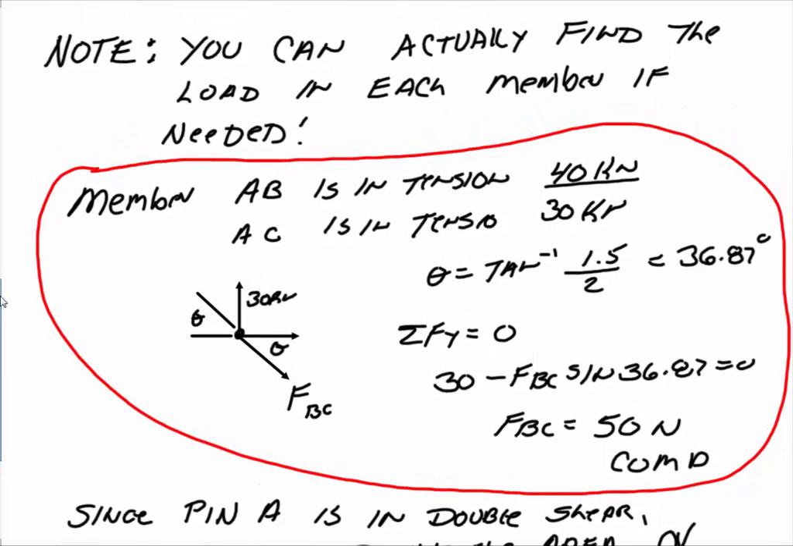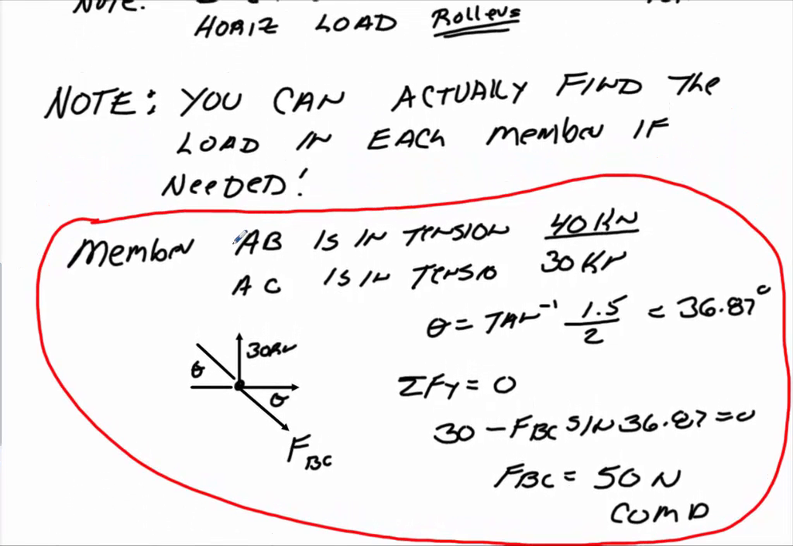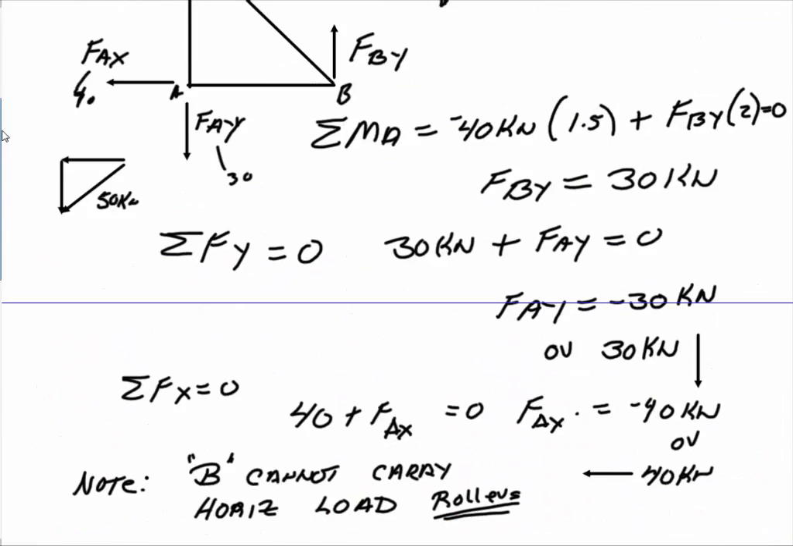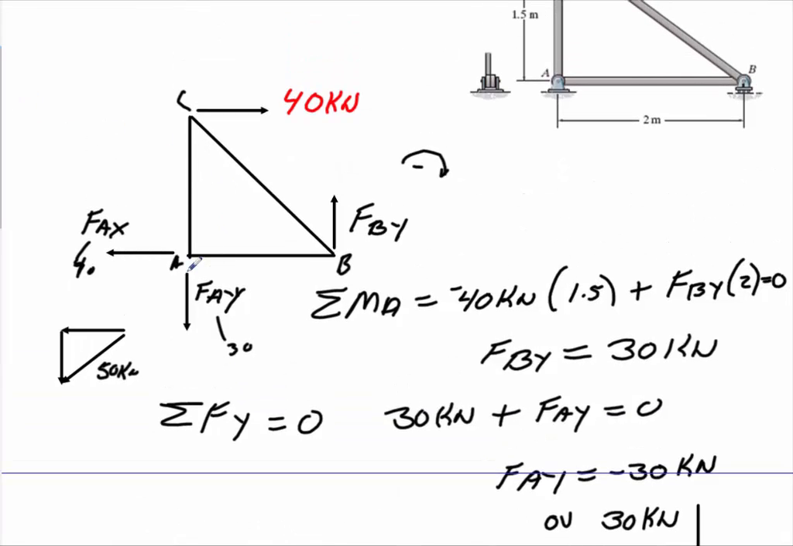here that you can find out what the load is in each one of these members. I said member AB would be tension, 40 kilonewtons, and the reason being is because if I'm applying 40 here, this has to carry the vertical load because this cannot carry any horizontal load. So this would have to be 30, this would have to be 40, because this can only carry the load.